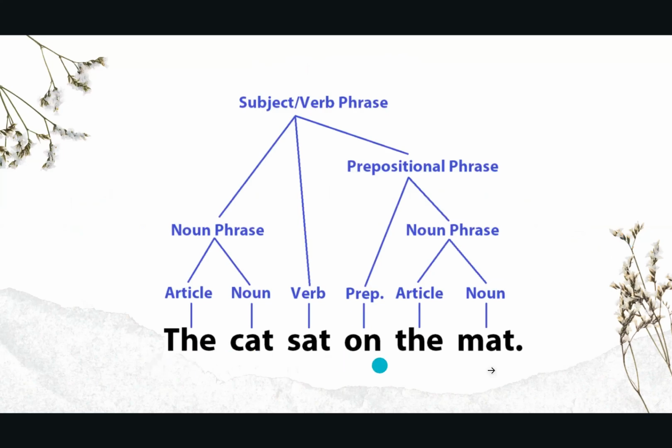The cat sat on a mat. This sentence has two basic elements. The first one is a noun phrase, and the second one is a verb phrase. The noun phrase is composed of an article and a noun, and the verb phrase is composed of a prepositional phrase, and the prepositional phrase is composed of a noun phrase, and the noun phrase is composed of an article and a noun. So, just like a tree diagram, we are examining the internal structure of a sentence.